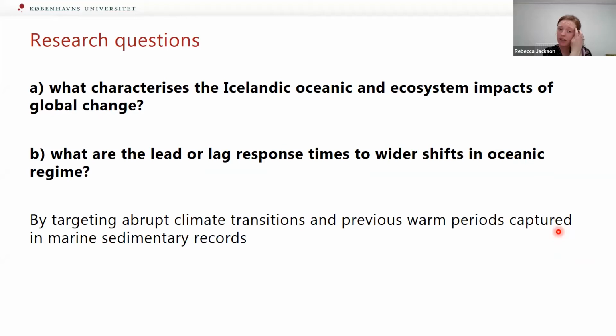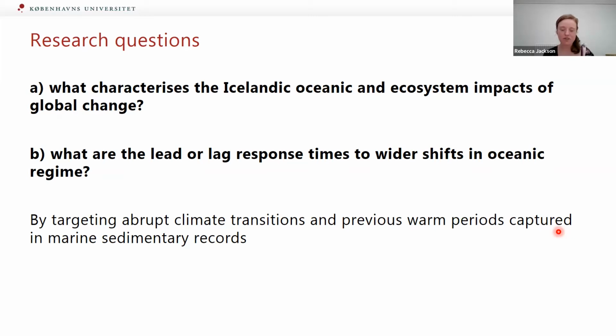So that leads me to my research question. What characterises the Icelandic ocean and ecosystem impacts of global change? So how are these changes in the wider system characterised in Iceland? Is it always responding in the same magnitude, for example? And in particular, with regards to time, how long does it take for changes that we see in the wider ocean circulation, wider global temperatures, atmospheric temperatures even, to make it into the area around Iceland, and what impact again does that have on the ecosystem?